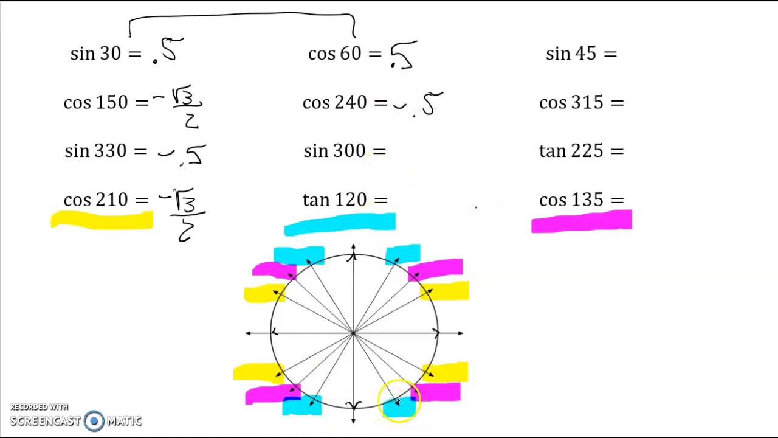Sine of 300, we're over here at this blue one, and it's the y value, so it's the big one. It's the root 3 over 2, but it's negative because it's the y value. Tangent of 120, so tangent right here at this blue one is going to be the y value divided by the x value. Well, the y value is root 3 over 2. The x value is 0.5, or 1/2. That means tangent of 120, oops, but this one is negative. That means tangent of 120 is negative root 3.